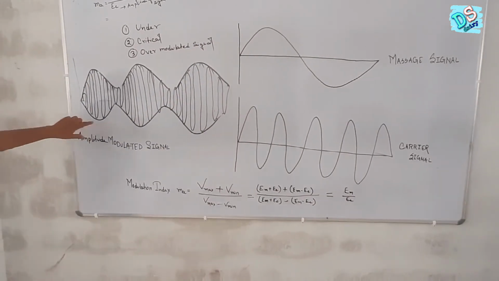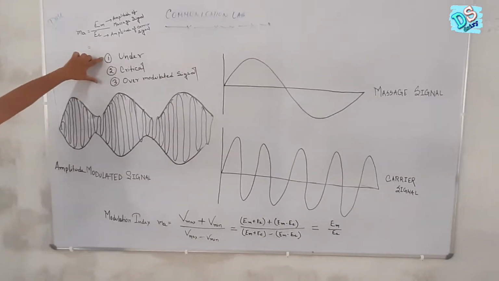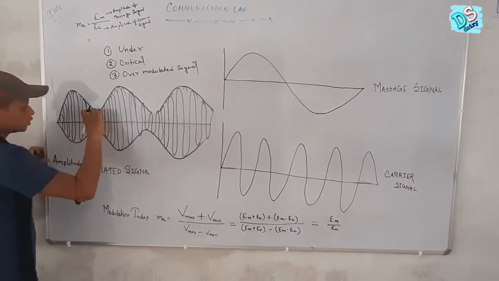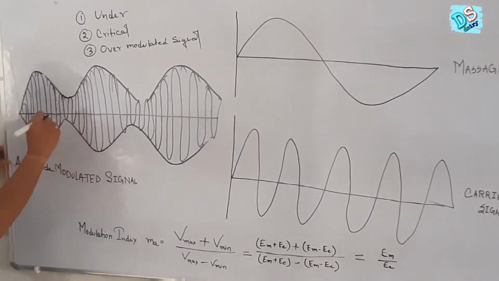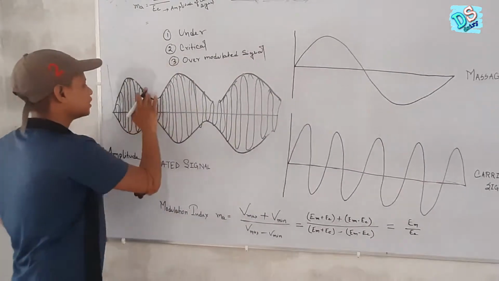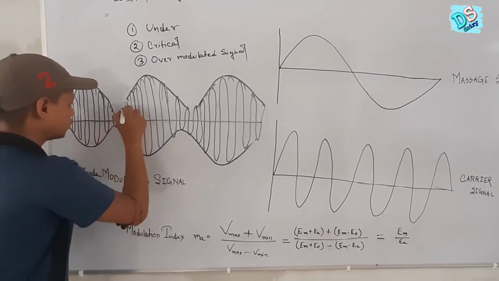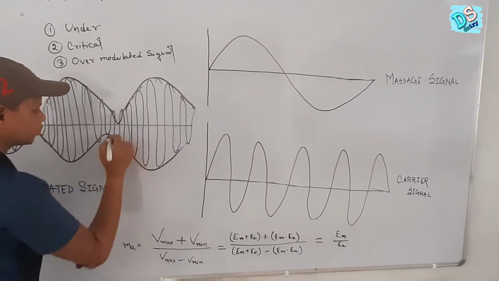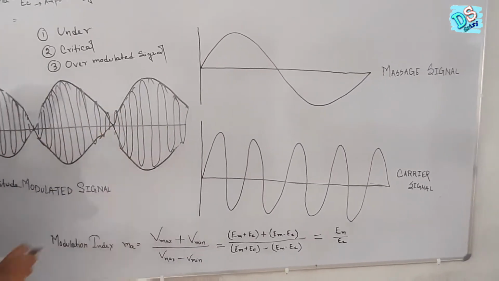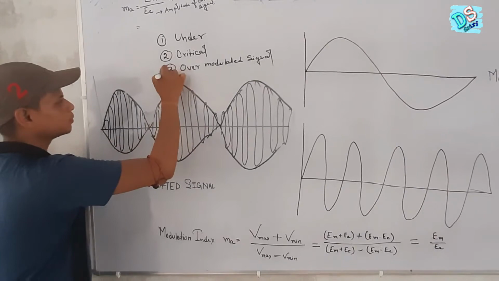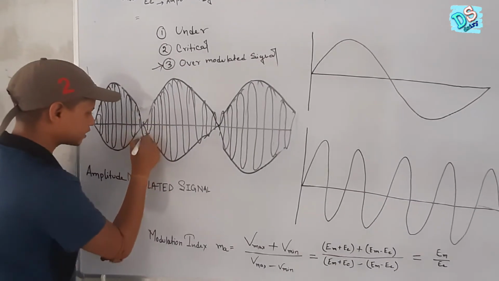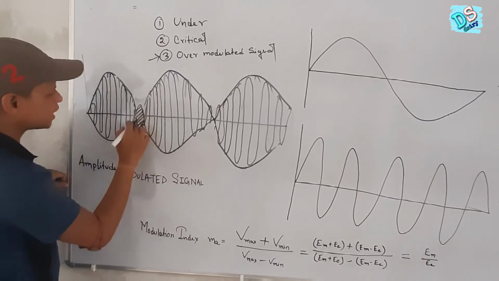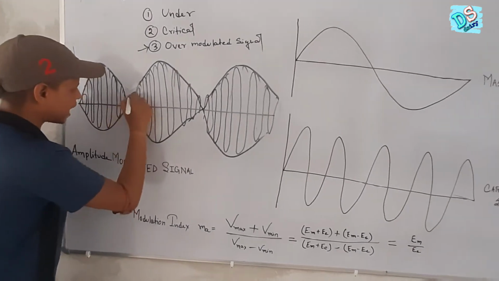This type of modulated signal is called under modulated signal. Under modulated means, suppose this is our axis. Now this part is beyond the axis. Okay. And in case of critical modulated signal, this will be like that. This will be touching the axis like that. And in case of here also this process will happen. And in case of our third case, means over modulated signal, this will go like this and this will go like that. Means in that portion the signal overlaps each other.